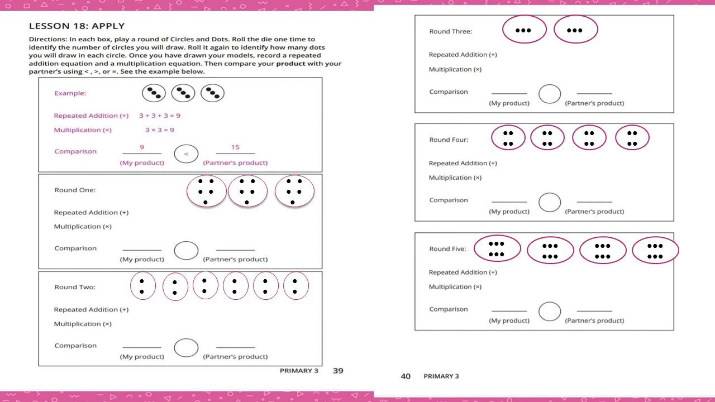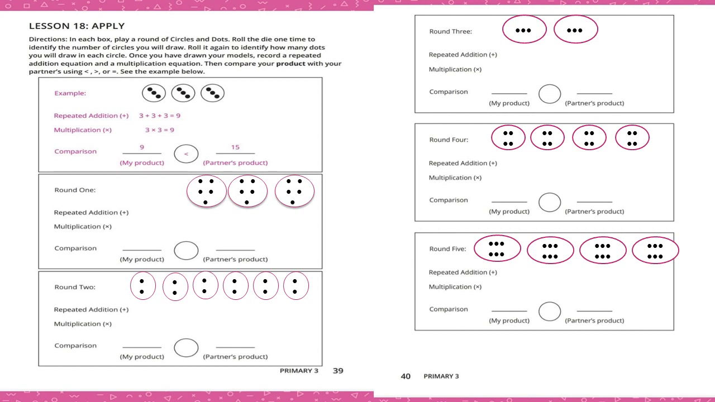we roll the die and we will get 3. So we make 3 circles. We roll the die again and we get 3. So we make 3 dots in each circle. Then the repeated addition, we find here that 3 repeated 3 times. Then we add 3 times. 3 plus 3 plus 3 equals 9.